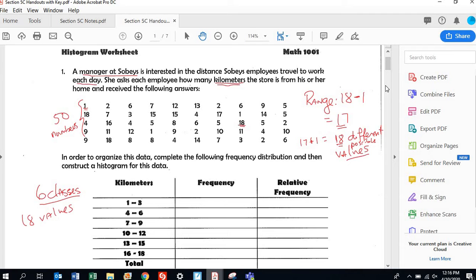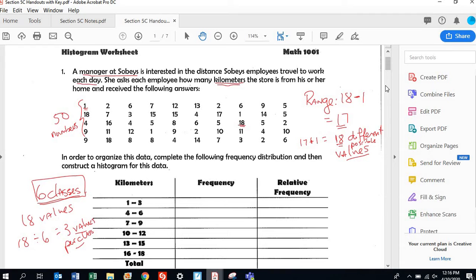All right, then 18 values divided by 6 classes means 3 values per class, because remember, they have to be the same size. So here's 3 numbers: 1, 2, 3, 4, 5, 6, 7, 8, 9. Each class has 3 values. That's why it's important when you pick your classes that they come out evenly. All right, now again, we're just doing the very basics here.